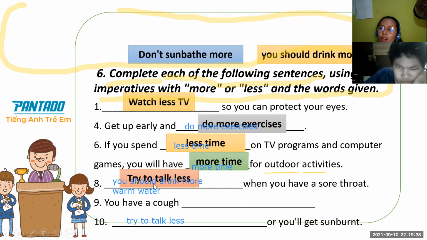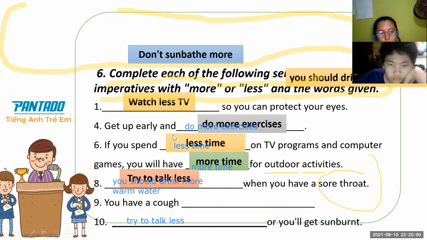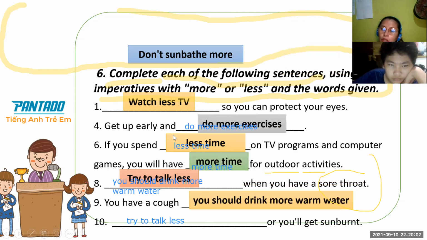Okay, try to talk less when you have a sore throat. When you say sore throat, it means your throat is so painful. There is pain in your throat. That is a sore throat. That's why if you have a sore throat, you just talk less. Another one is, if you have a cough, you should drink more warm water.